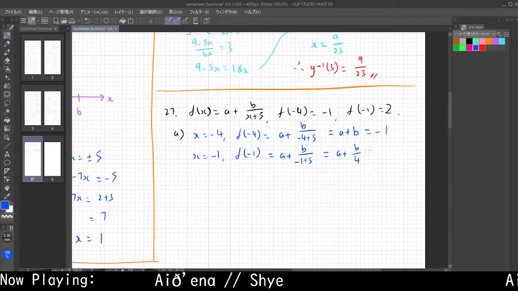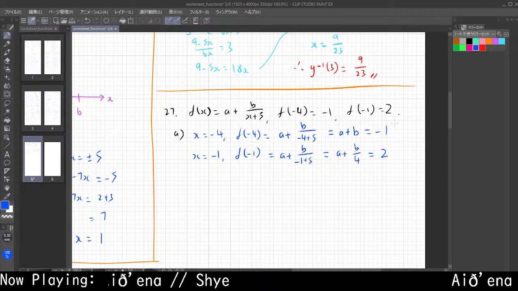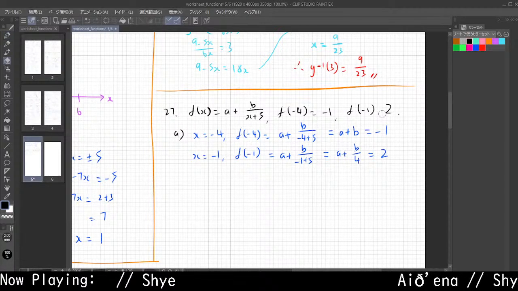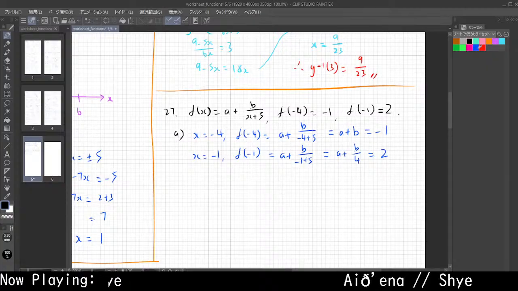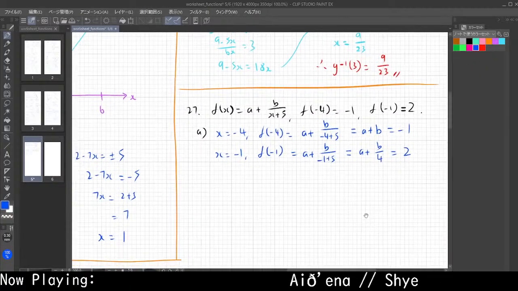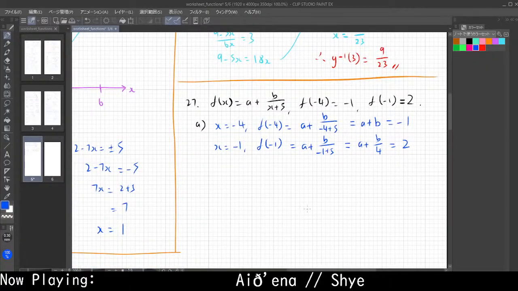Okay, then this is equal to 2, then you do something. I think I accidentally took it off just now. Sorry about that.